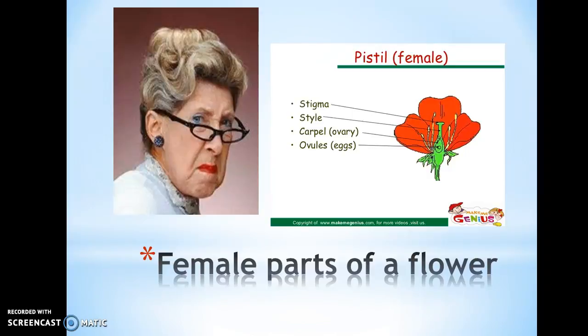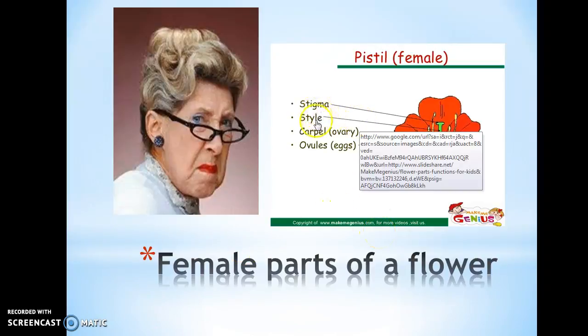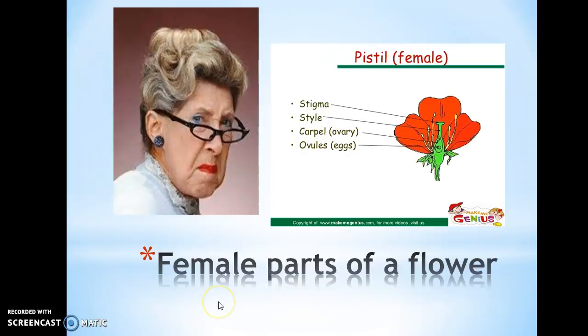The reason that you see a mean old lady on the screen is because I always remember that pistil is the female parts because I think of this old lady. I think of the saying where you hear people say, she was a fiery old pistil, or she was as mean as a pistil. So all of the parts together are called the pistil. The pistil includes the stigma, the style, the carpel, which is the ovary, and the ovules, which are the eggs. Those are all female parts of a flower.